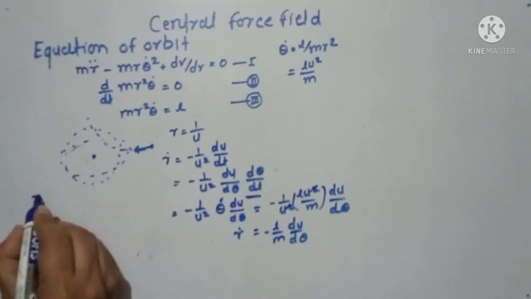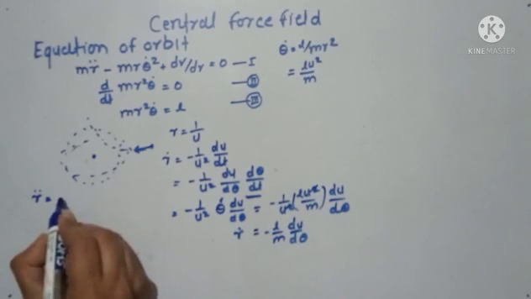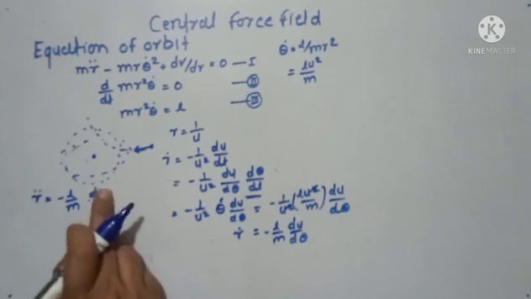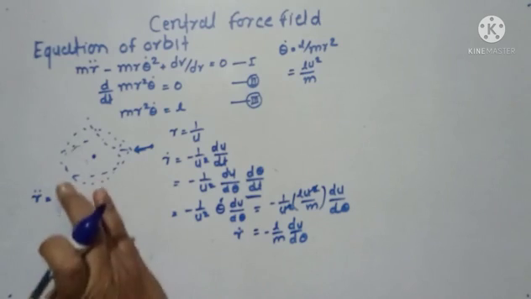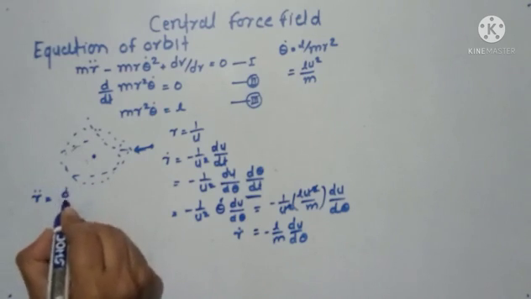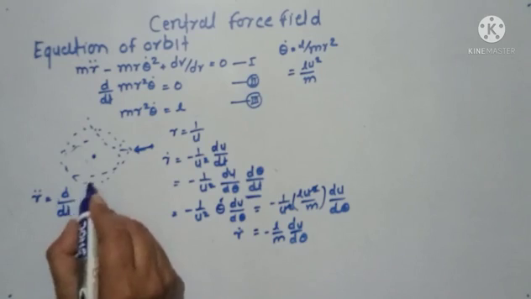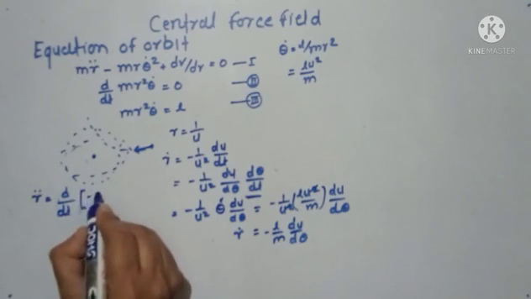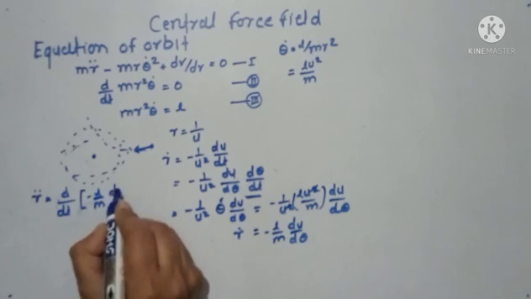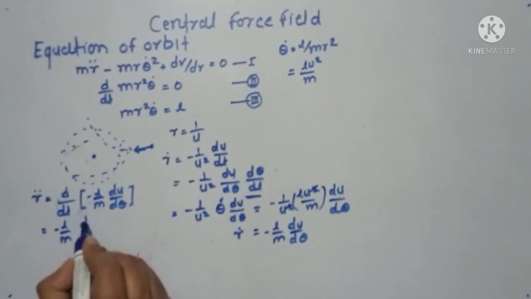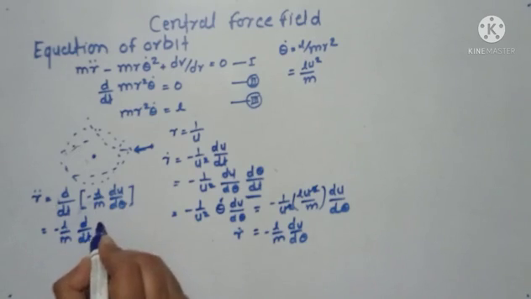So r double dot is equal to minus L upon m, or let us go by steps. Don't skip anything in classical mechanics, otherwise you will definitely go wrong somewhere. So this is minus L by m into du by d theta. These terms are constant, into d by dt of du by d theta.